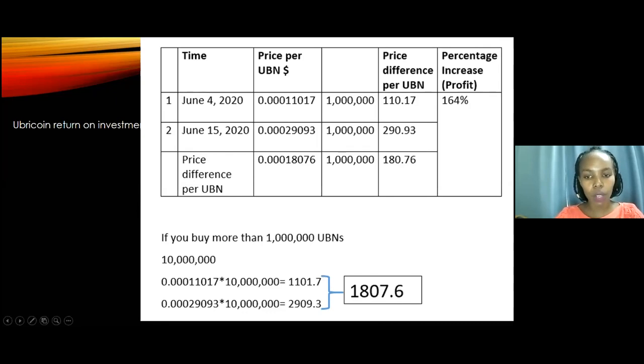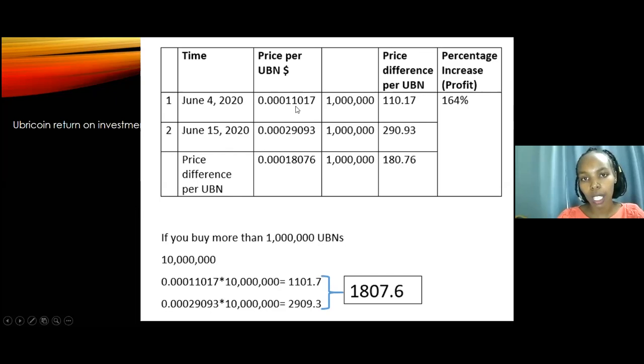we had a peak. Today is not the peak of Ubricoin. The price of Ubricoin today is not as high as that of June 15th, yesterday. Yesterday, the price was higher. And if you bought Ubricoins on June 4th, 2020, this is the price of Ubricoin in dollars.